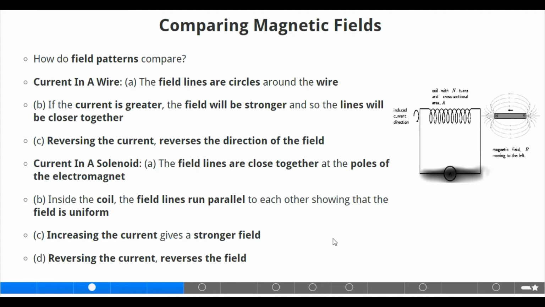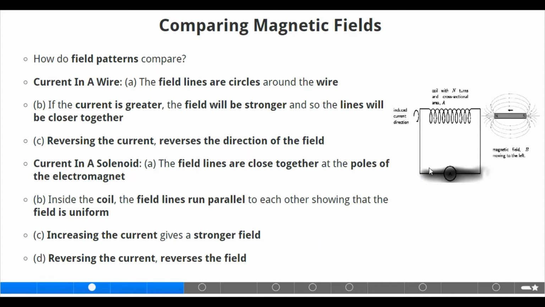Now, current in a solenoid. The field lines are close together at the poles of the electromagnet. Inside the coil, the field lines run parallel to each other, showing that the field is uniform. Increasing the current gives a stronger field. Reversing the current reverses the field.